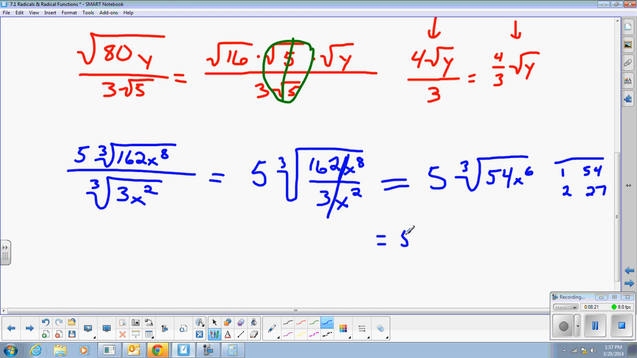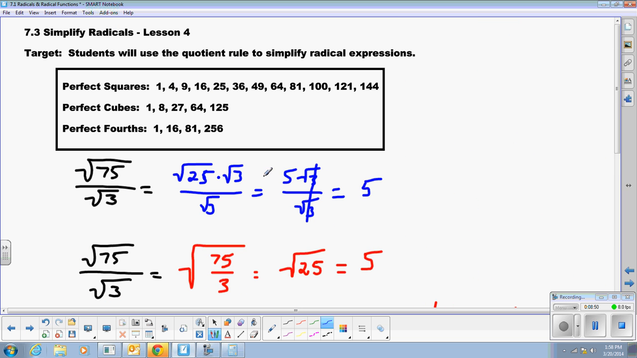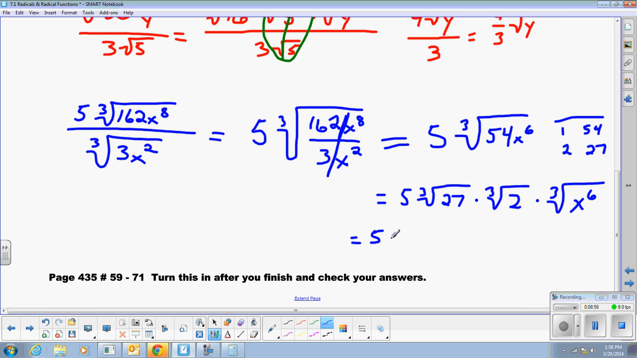5 times the cubed root of 27 times the cube root of 2 times the cube root of x to the 6th. So that leaves us with 5. What is the cube root of 27? Let's look up above at our perfect cube list. 1, 2, 3. The cube root of 27 is 3. So 5 times 3, and then I have times the cube root of 2.